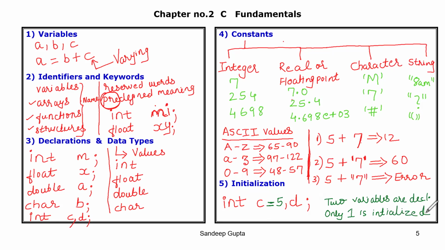Only one is initialized. Which one is initialized, by the way? Variable c. So basically, before this semicolon, if you give a value to any variable, it is called initialization. I repeat, it is called initialization. Okay. So these were some of the fundamental concepts of the C programming language which you need to know to understand the subsequent topics. So please take a screenshot of this and please try to remember all this.